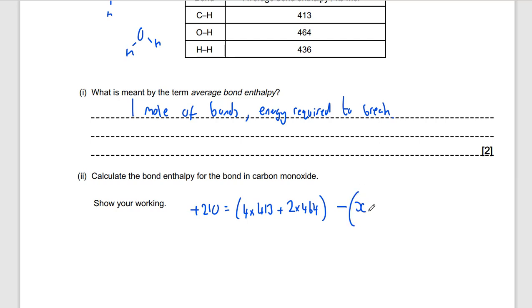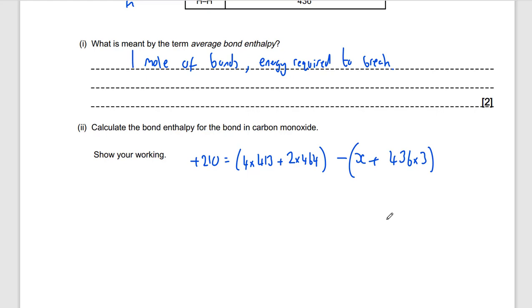So x plus 436 times 3. There we go. We'll just leave it like that and then sort it out later. Right. In terms of the left-hand side then, we can sort that out very, very quickly. 4 times 413 is 1652 plus 2 times 464 is 2580. That's straightforward enough. 2580. And then we've got to minus everything else.